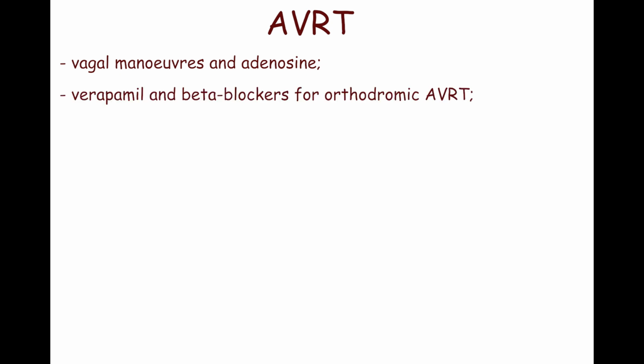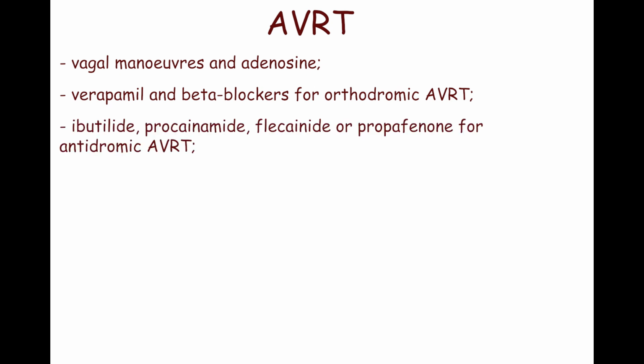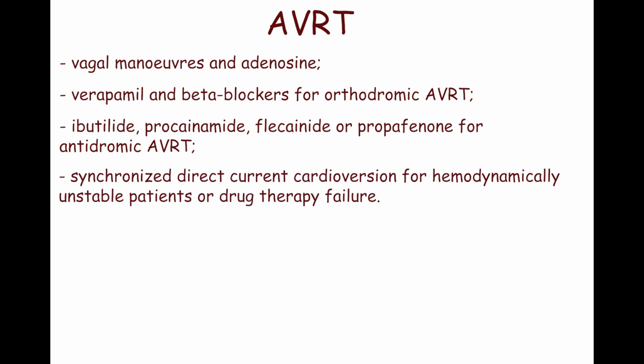If they fail, verapamil and beta blockers are used for orthodromic atrioventricular reentrant tachycardia. Ibutilide, procainamide, flecainide, or propafenone are used in antidromic atrioventricular reentrant tachycardia. Synchronized direct current cardioversion is used in hemodynamically unstable patients or drug therapy failure.